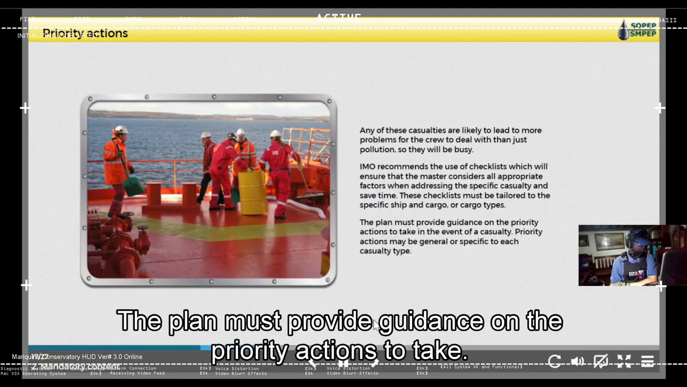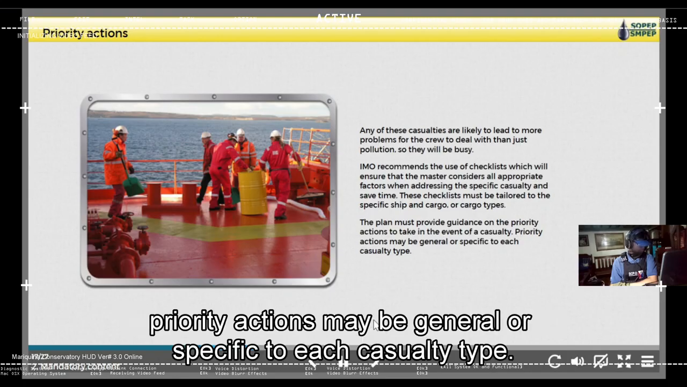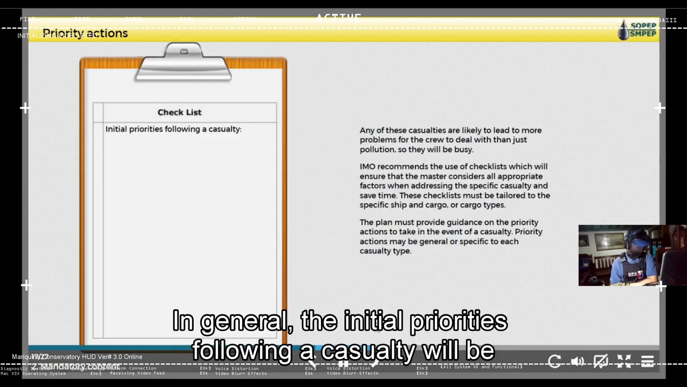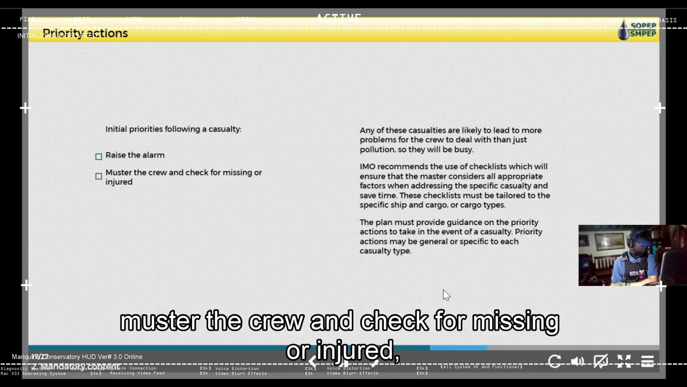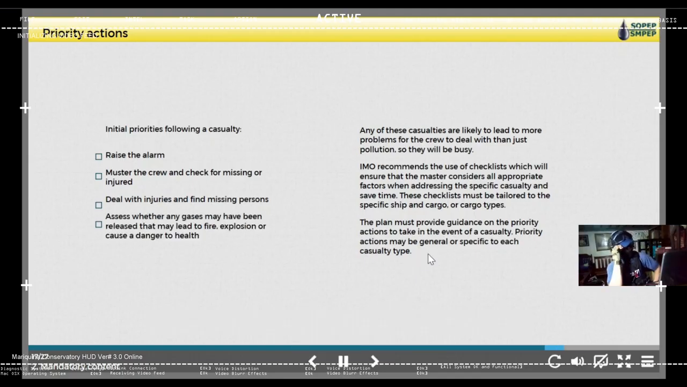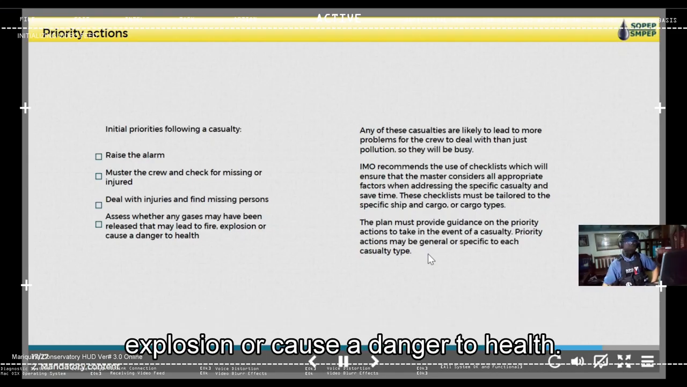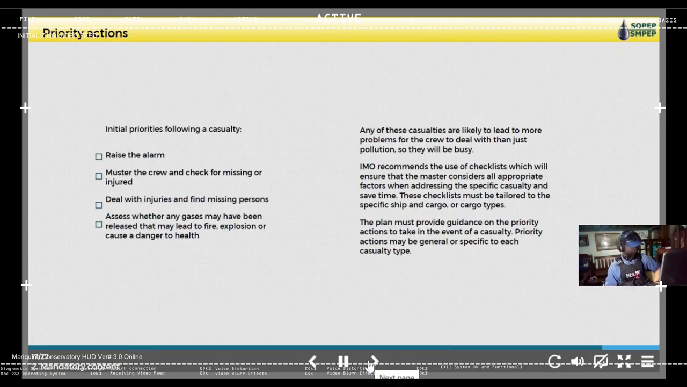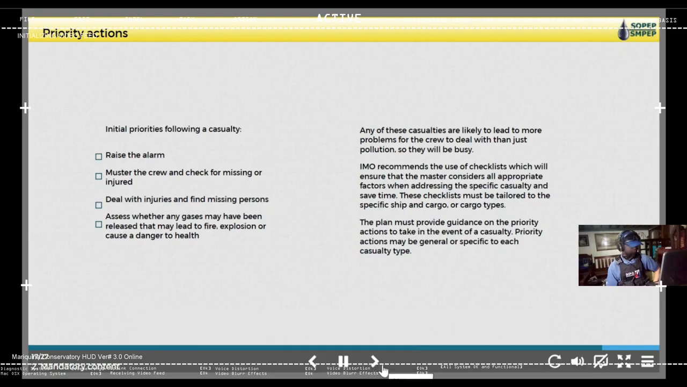The plan must provide guidance on the priority actions to take in the event of a casualty. Priority actions may be general or specific to each casualty type. In general, the initial priorities following a casualty will be to raise the alarm, muster the crew and check for missing or injured, deal with injuries and find missing persons, and assess whether any gases may have been released that may lead to fire, explosion or cause a danger to health. The situation can then be assessed before being reported and dealt with according to its nature.